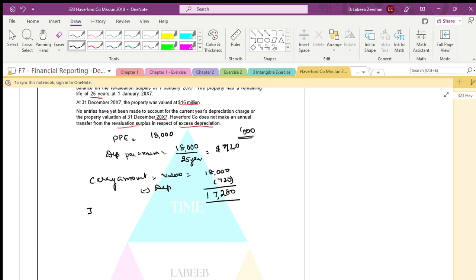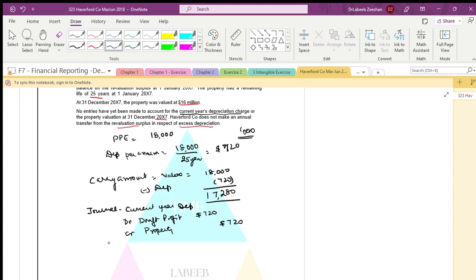For this we have the general entry for current year depreciation. They said very clearly that no entry has been accounted for the current year depreciation charge. Now what will happen? Debit will be the draft profit and loss account. Credit will be the property. How much? It is 720,000. Okay, 720,000.